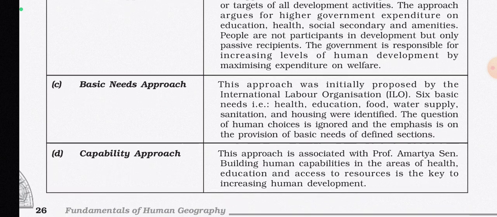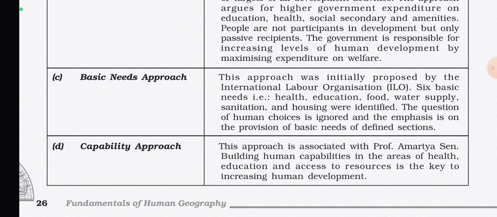Basic needs approach. This approach was initially proposed by the International Labour Organization (ILO). Six basic needs were identified: health, education, food, water supply, sanitation, and housing. So food, water, housing, sanitation, health, and education. These are the six fundamental basic needs recognized by ILO. The question of human choices is ignored, and the emphasis is on the provision of basic needs of defined sections.